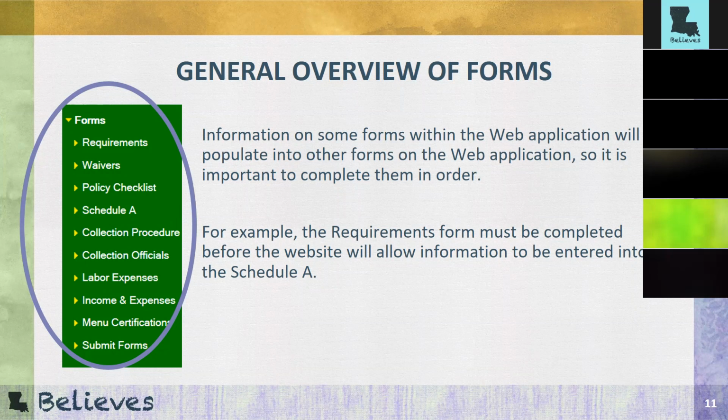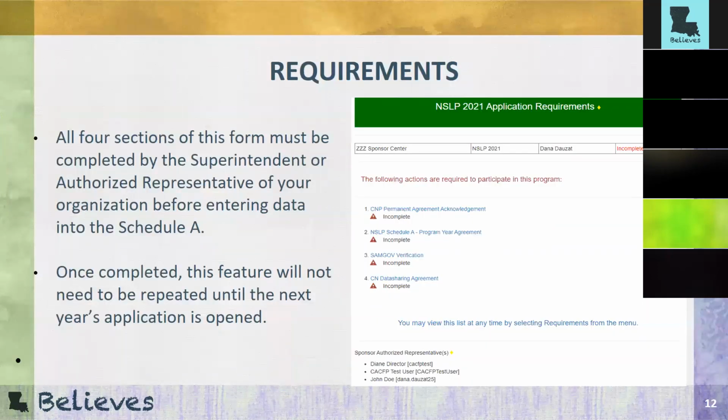The first form that must be completed is Requirements. It consists of 4 sections: the CNP Permanent Agreement Acknowledgement, the NSLP Schedule A Program Year Agreement, the SAM.gov Verification, and the CN Data Sharing Agreement. The user will type "I agree" for the CNP Permanent Agreement Acknowledgement, NSLP Schedule A Program Year Agreement, and the CN Data Sharing Agreement after all information has been read. On the SAM.gov verification form, the user will enter the agency's DUNS number and then click Submit. This number is a unique non-character number used to identify your organization and is used by the federal government to track how federal money is allocated.